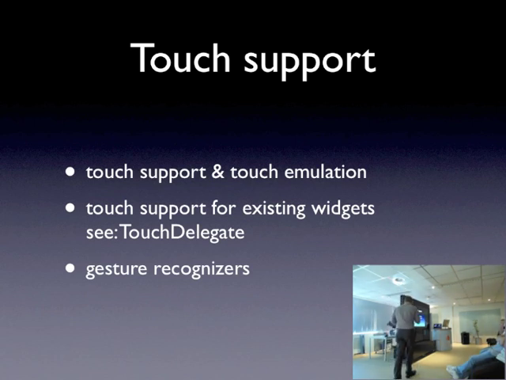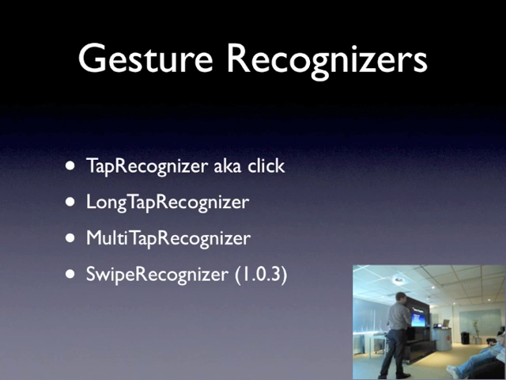The other thing we're able to do is we can add a shim around existing widgets. Let's say you want to draw something on the canvas, and out of the box, the canvas has not a very good touch support, because if you add a touch handler on a desktop browser, you just get an error and your app stops there. So what we do, you just pass in the widget you want to use to the touch delegate, and you're fine to go. And of course, we do have gesture recognizers, something like a tap recognizer for clicks, a long tap recognizer if you hold your finger to the display. You do have a multi-tap recognizer, and there are swipe recognizers in the trunk.